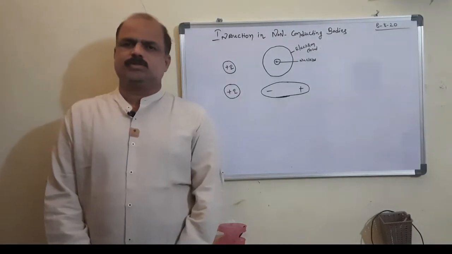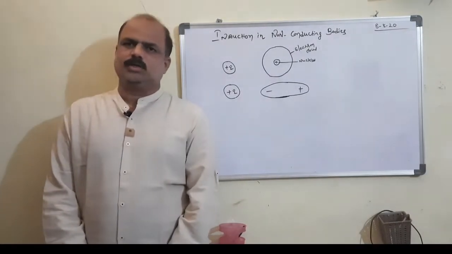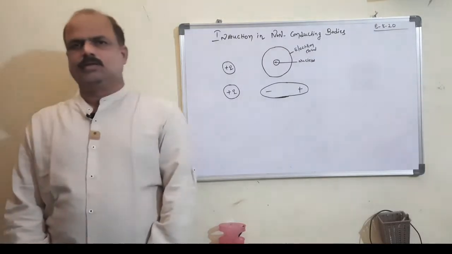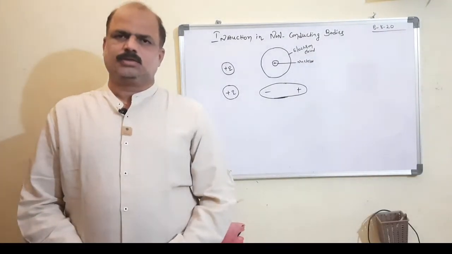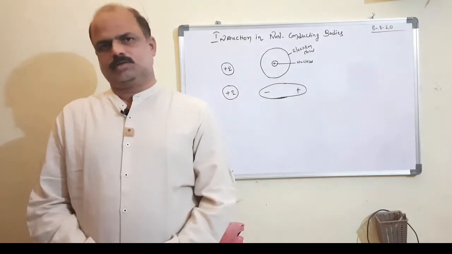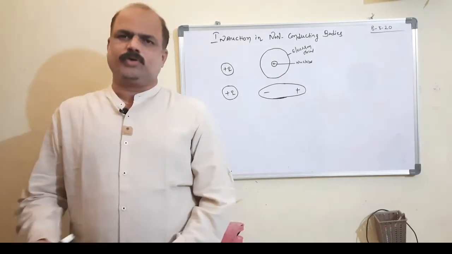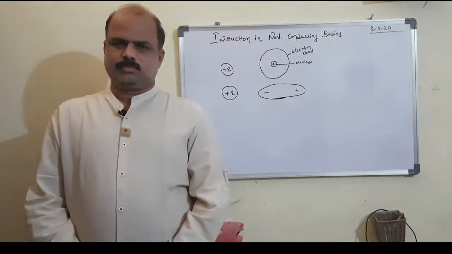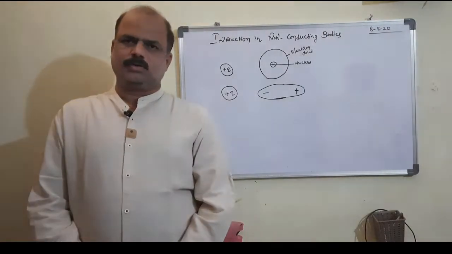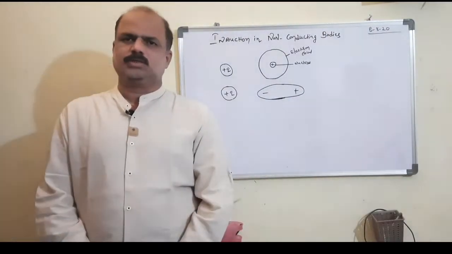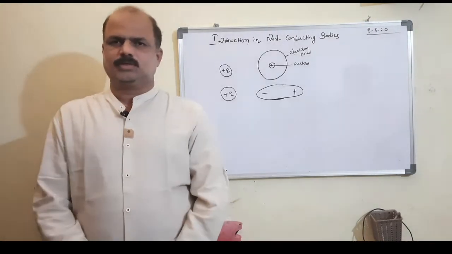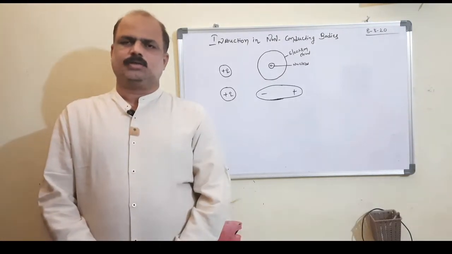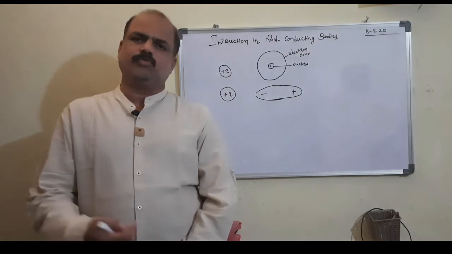What are the differences between conducting bodies and non-conducting bodies? In conducting bodies, there are free electrons. These electrons are free to move. But in the case of non-conducting bodies, electrons are bound to the atoms. They are unable to move freely.